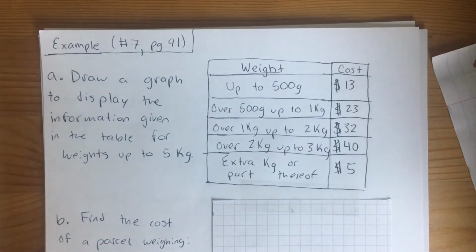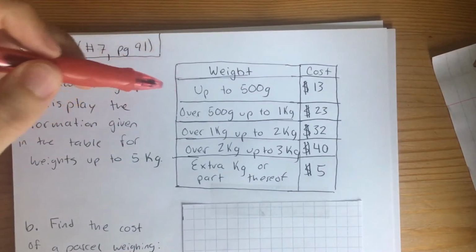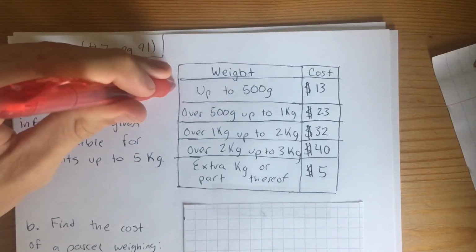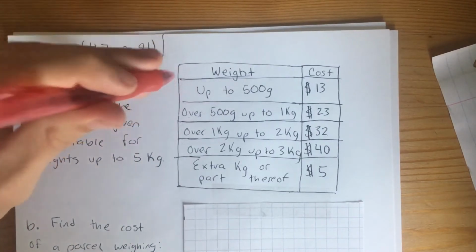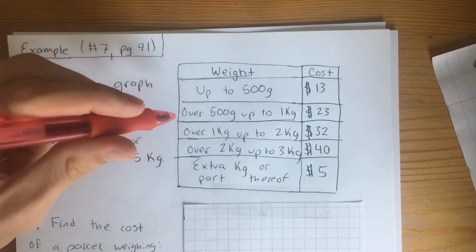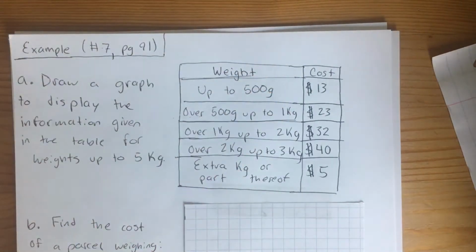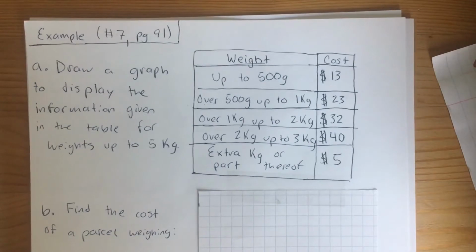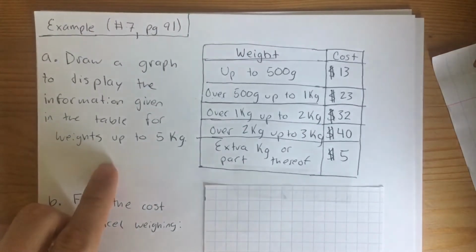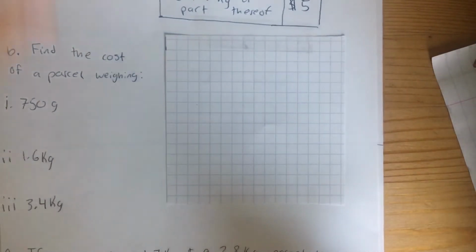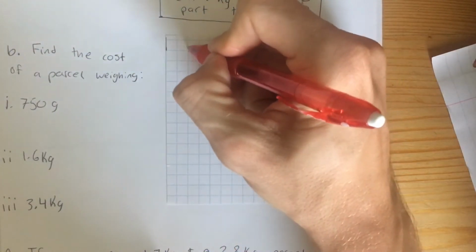So we've got a package shipping company, and basically the way that they determine how much it's going to cost to ship something is based off the weight. So anything that's below or up to 500 grams is going to cost $13. If it's going to be over 500 and up to 1 kilogram, it's going to be $23, and so on and so forth. So what we've got to do is draw a graph to display this information. And what we're going to get is something that looks a little bit interesting.